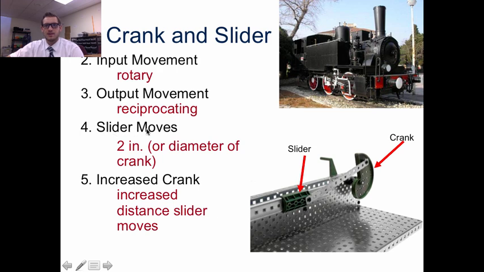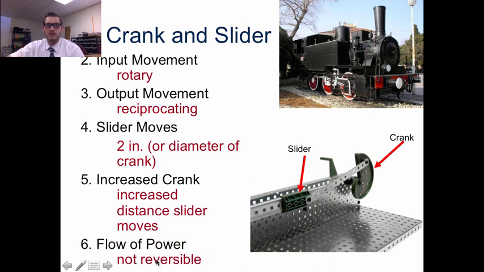Okay. Slide moves 2 inches. So it's only going to move 2 inches. There's no gear ratio here. It's not going to travel one way and then the other. Increased crank increases the distance of the slide. So the larger the crank, or crank handle, the longer the distance. That's what changes. Not the ratio, the distance.